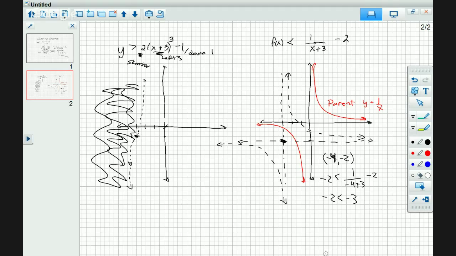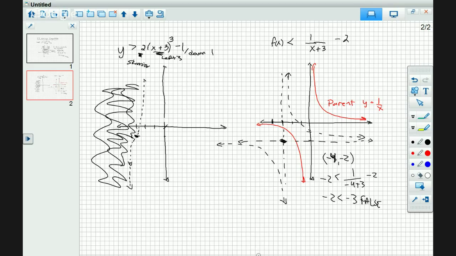Is that true? No. -2 is a larger number. -2 is here, -3 is here. It's false. So I'm not going to shade in here. I'm going to make sure. I'm going to pick a point in here to make sure.